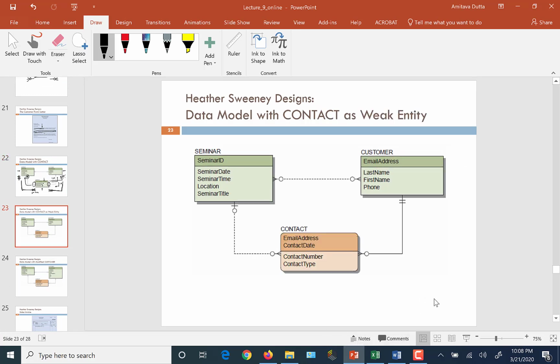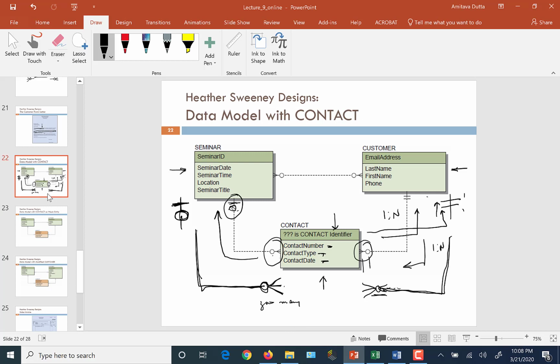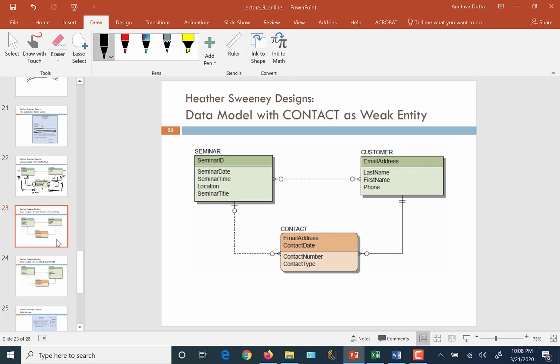Okay, so what we are saying here, just notice the difference between the previous and this ER diagram. You have three entities here: seminar, customer, and contact. You've got three relationships also, and each of those relationships is a binary relationship. But now, we have refined the picture a little bit. So how have we refined the picture?